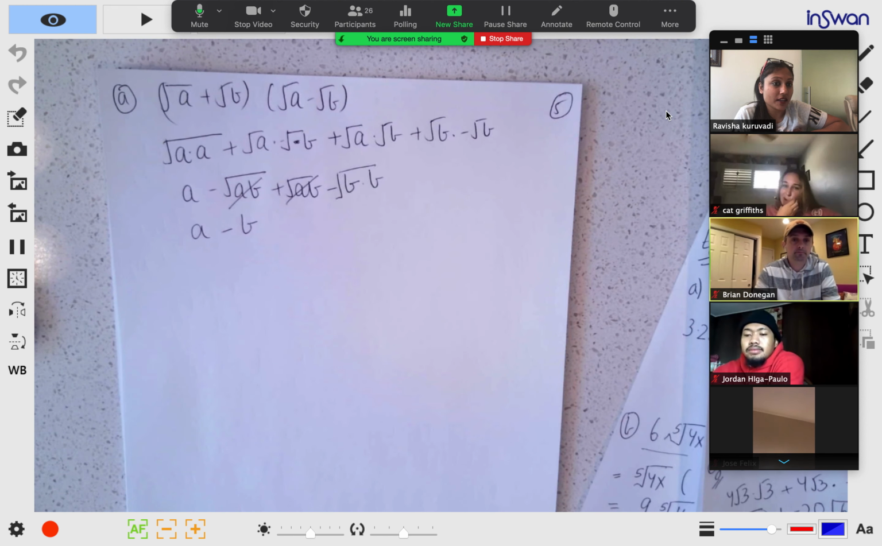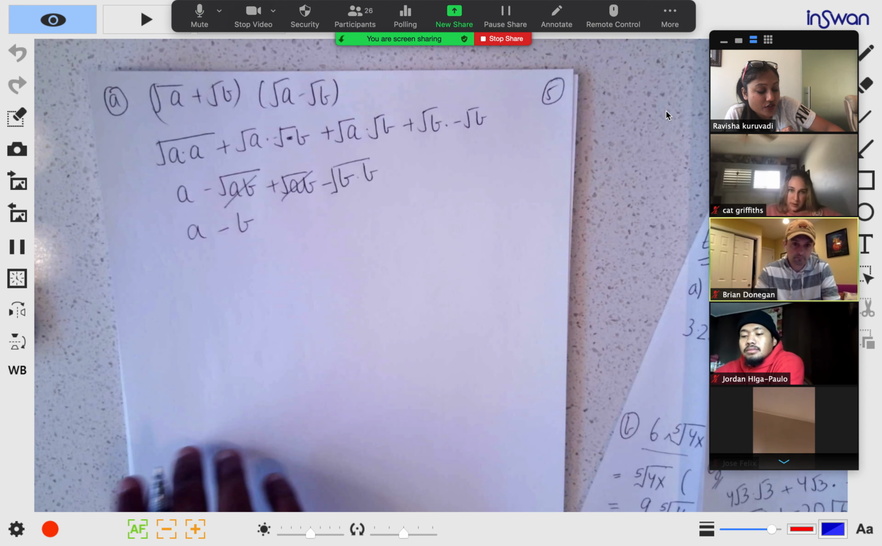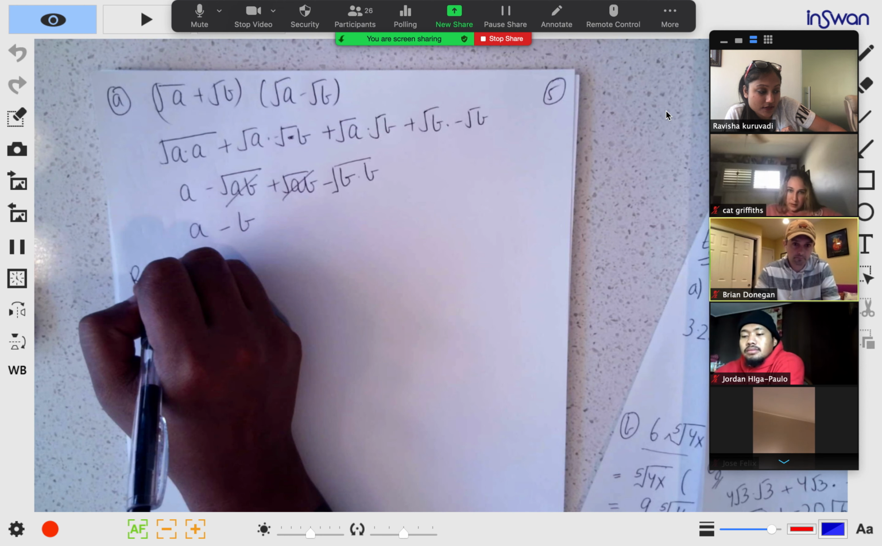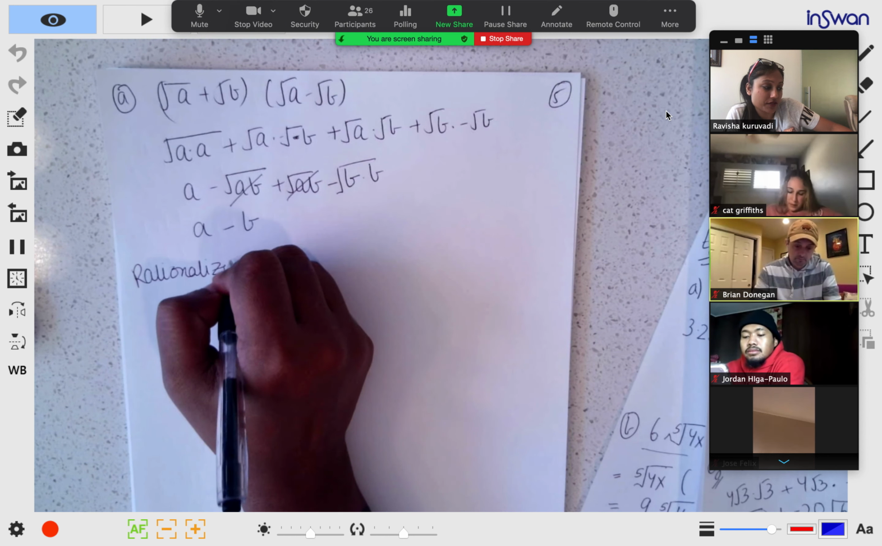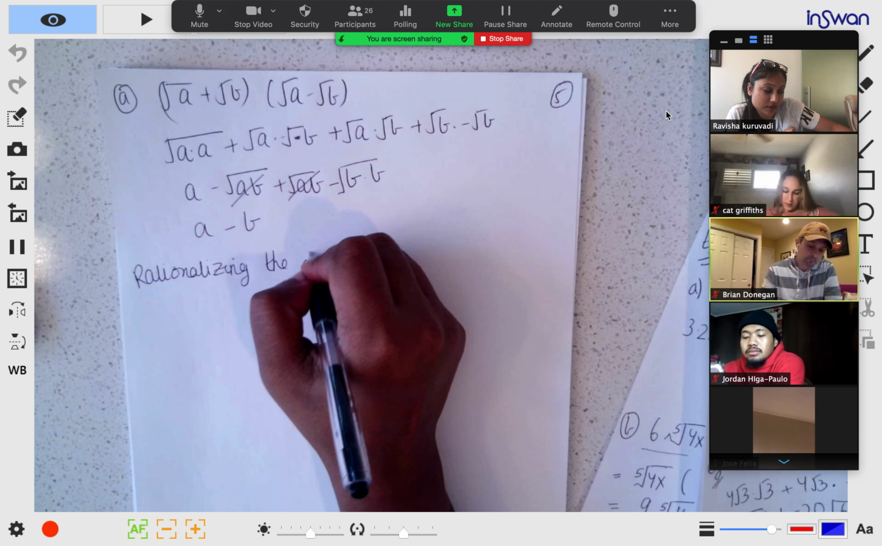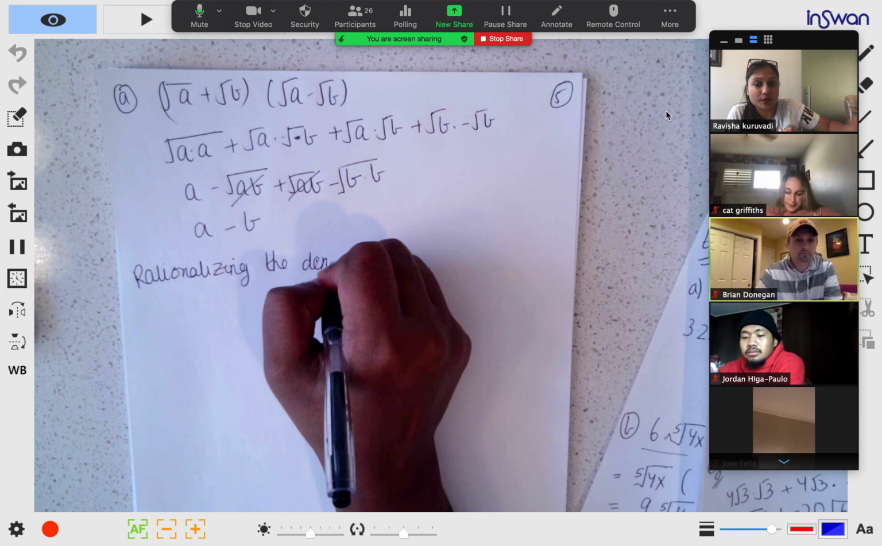Simplifying by addition and subtraction. Okay. The next topic I'm moving to is rationalizing the denominator.